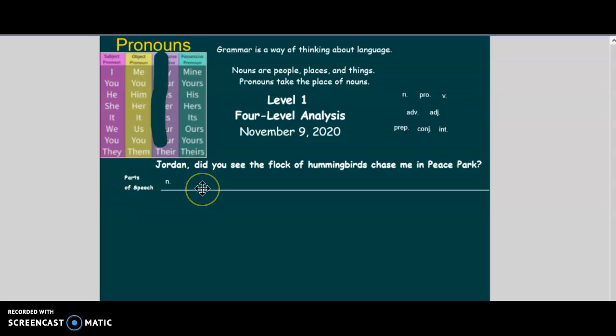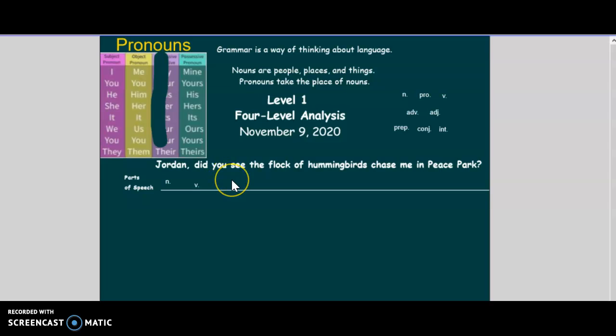All right, the next word is did. Jordan, did you see the flock? Is did a person, place, or thing? You can break it down even slower. So is did a person? No. Is did a place? No. And is did a thing? No. So it is going to be other. It's going to be something else, not a noun, not a pronoun. So I happen to know it's a verb. You will not need to know that when you do this on your own.